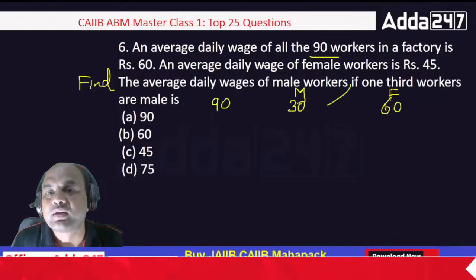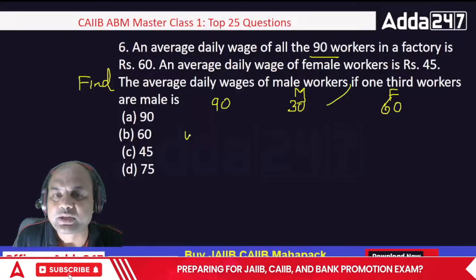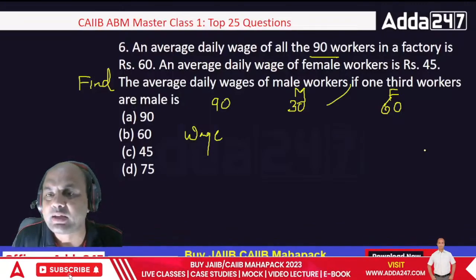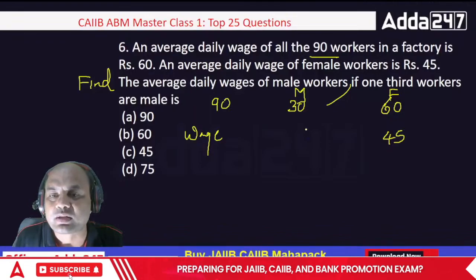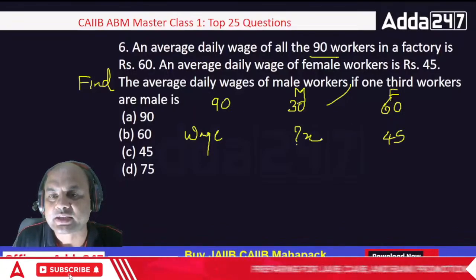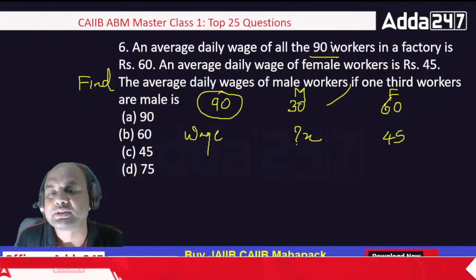Now what is given? The wage of a female worker is 45. So if I write wage over here, for female workers it's 45. But what about the male worker? Do I know? We have to find the daily wage of the male worker, so this is a question mark. I'll write this as X. But the total average I know.